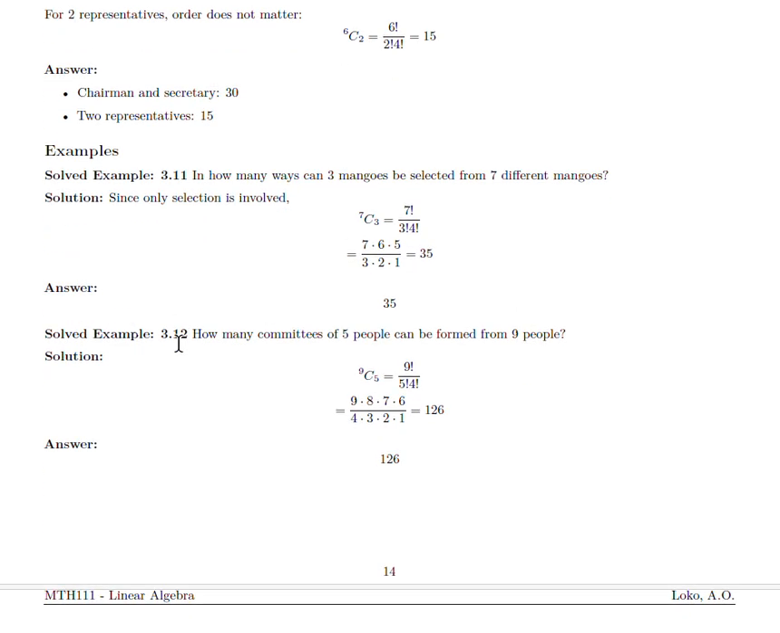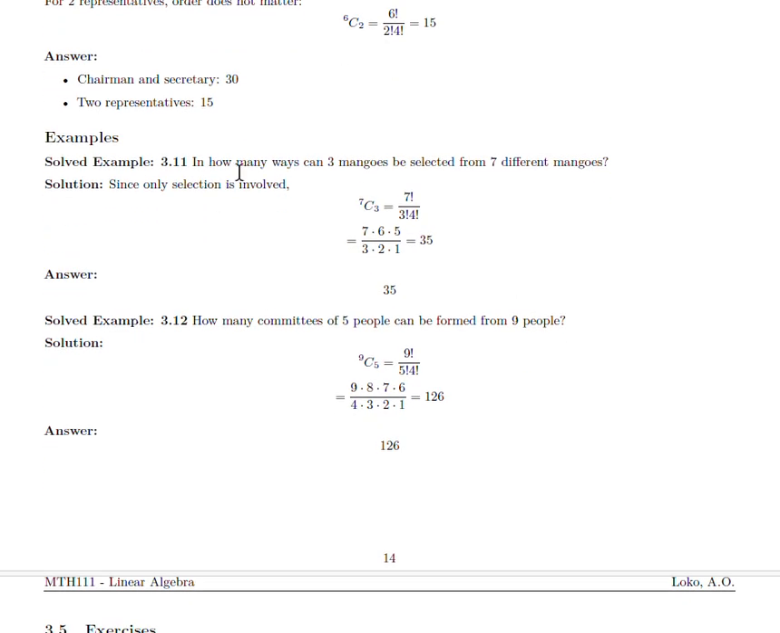We have another example. In how many ways can 3 mangoes be selected from 7 different mangoes? Since only selection is involved, right? 3 mangoes from 7 mangoes, order does not matter here, so we use combination. 7 combination 3, which is 35.